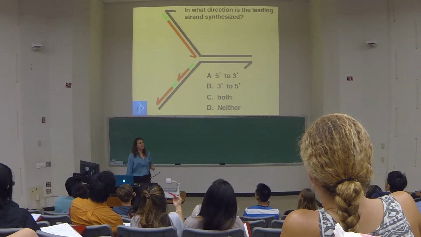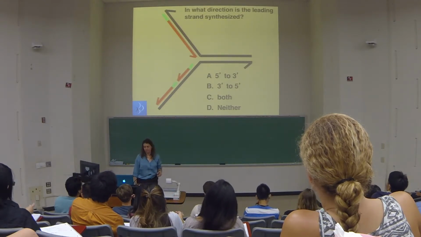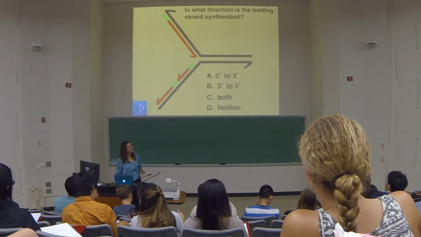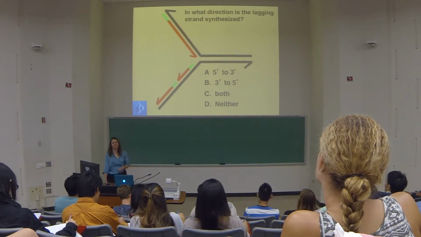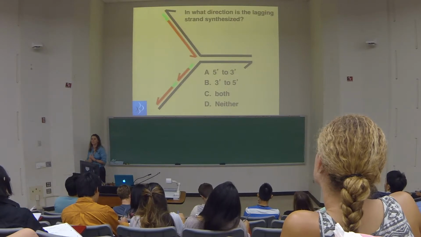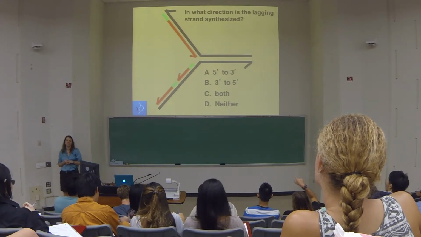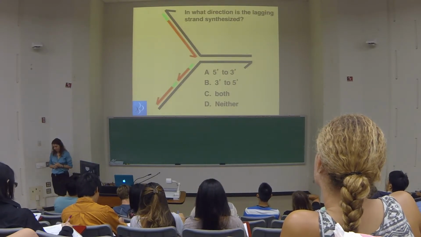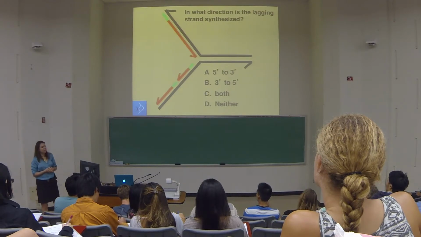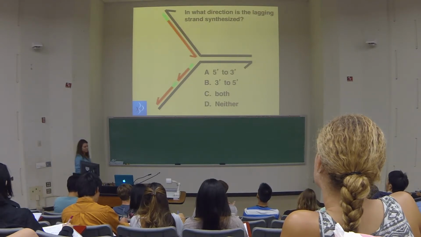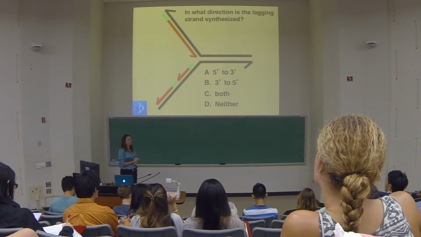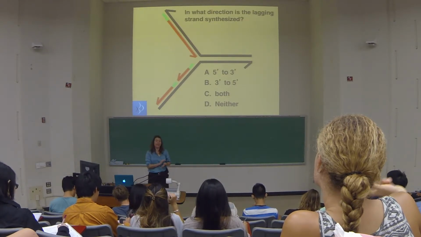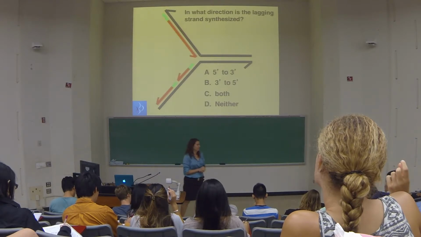All right, it's 5' to 3'. That's the leading strand. What direction is the lagging strand synthesized? Shout it out. 5' to 3'. DNA is always synthesized 5' to 3'. That's why we have the lagging strand problem.